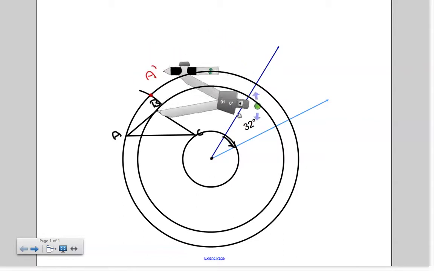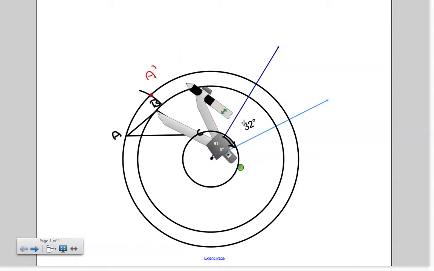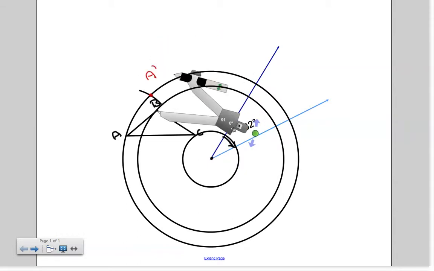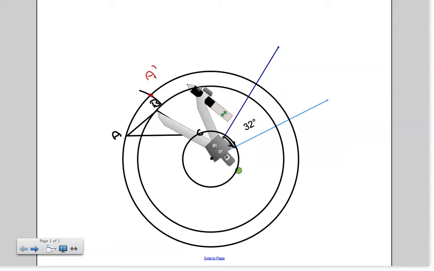We go and look through the circle that vertex B passes through, which was this one, and we make another arc. Okay, so now we put it back, and we make another arc through that next circle.